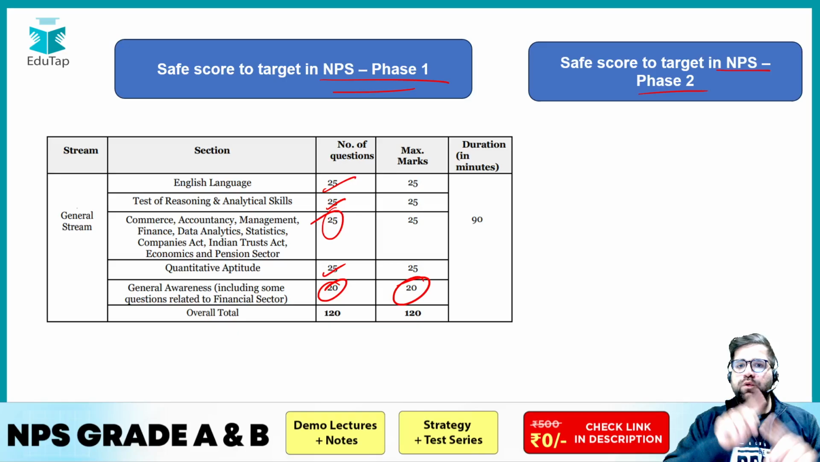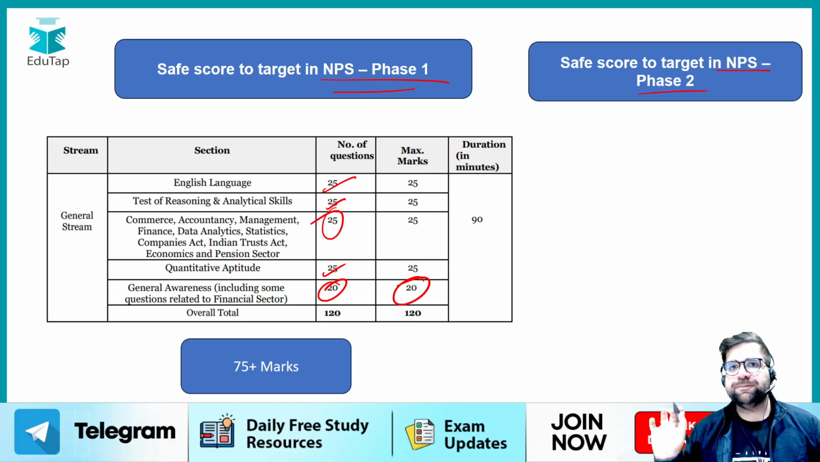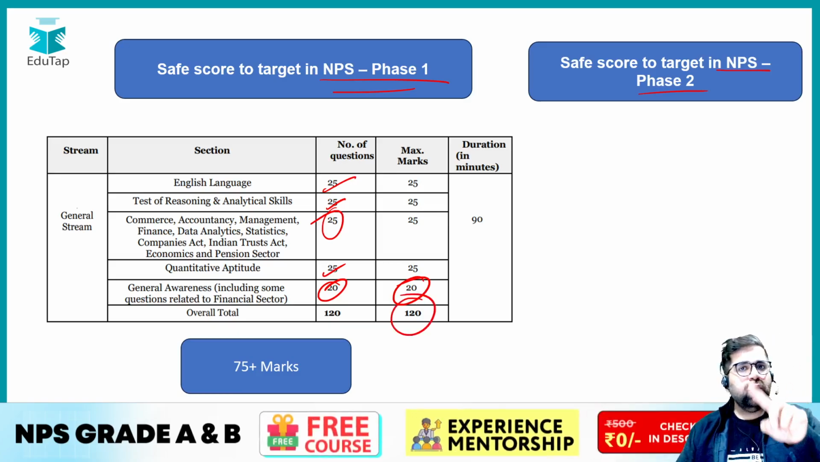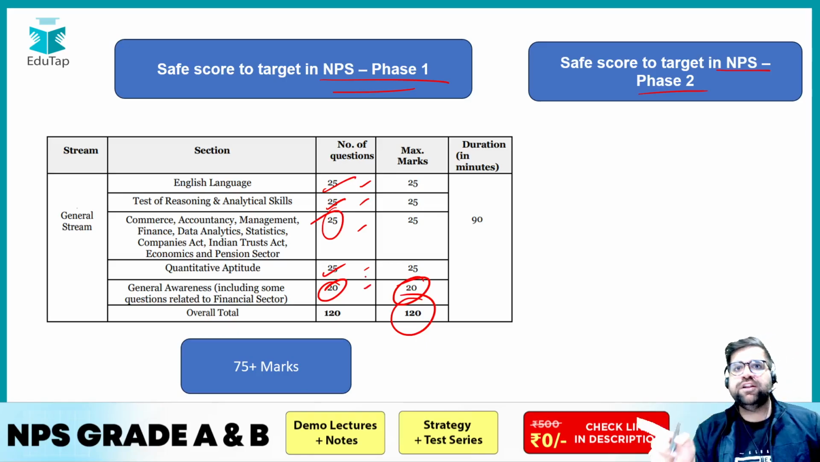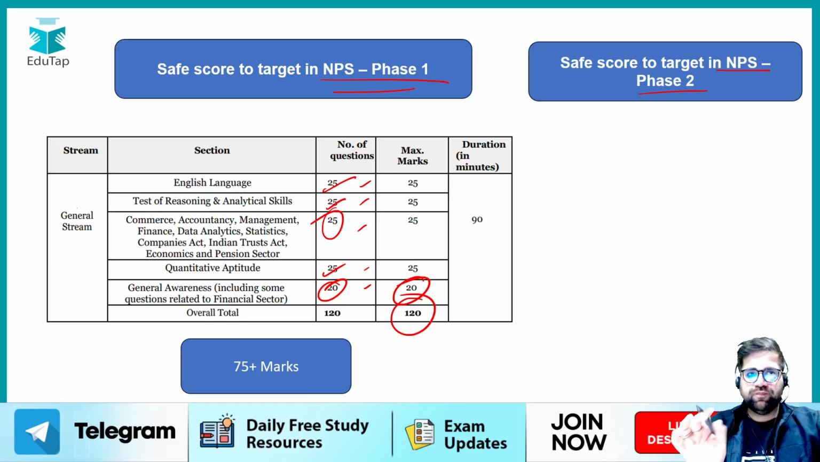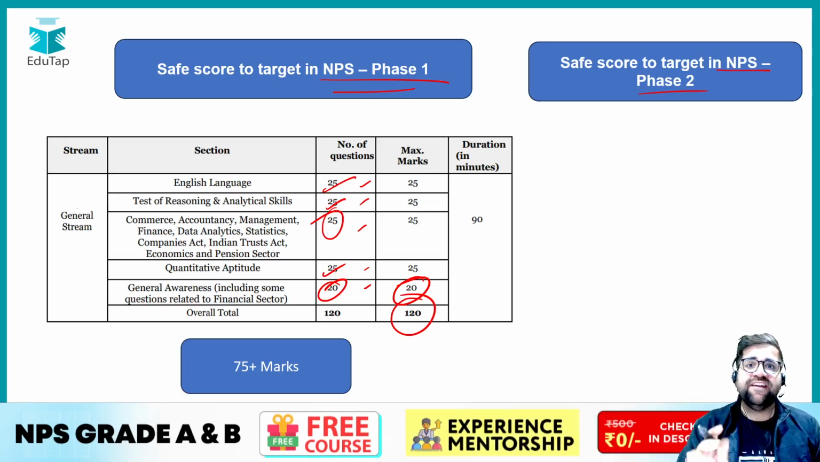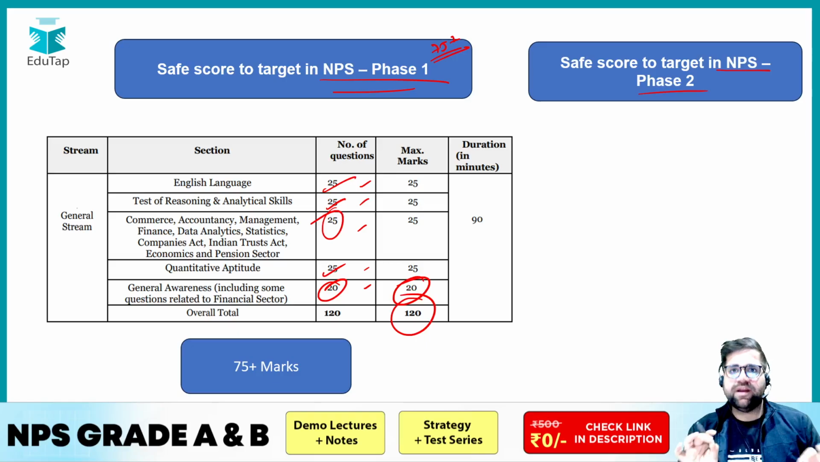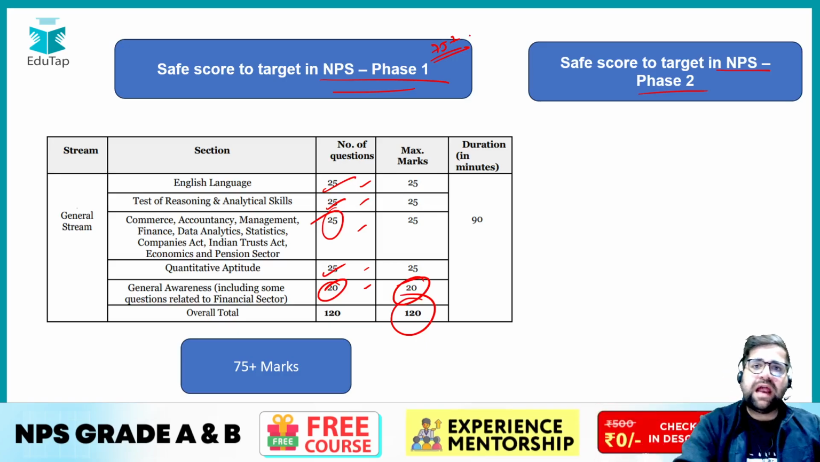So according to me, if you are targeting NPS grade A phase 1, you should try to score overall 75% marks. You know that in NPS phase 1 you need to clear overall as well as sectionals. So you need to clear sectional cutoffs of all the 5 sections plus the overall. I am not a baba over here who can predict what the cutoff will be. But when it comes to the safe score in phase 1, you should try to score 75 plus. 75 plus is doable if you prepare in the best manner, because over here English, reasoning, quant are of clerk level only. They are not tough. They are easy to moderate only. So try to score 75 plus.